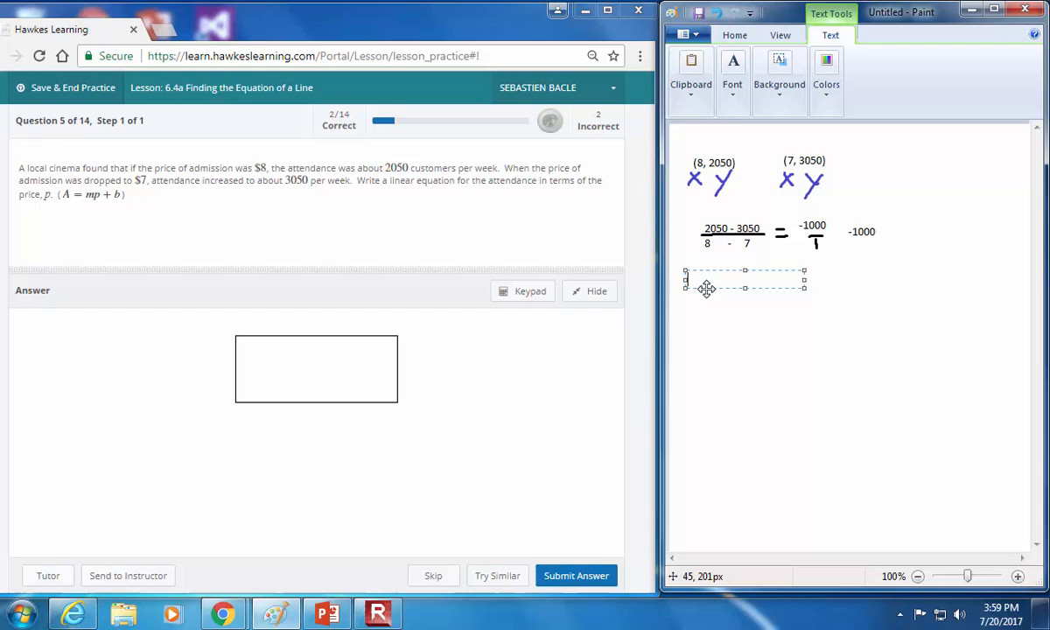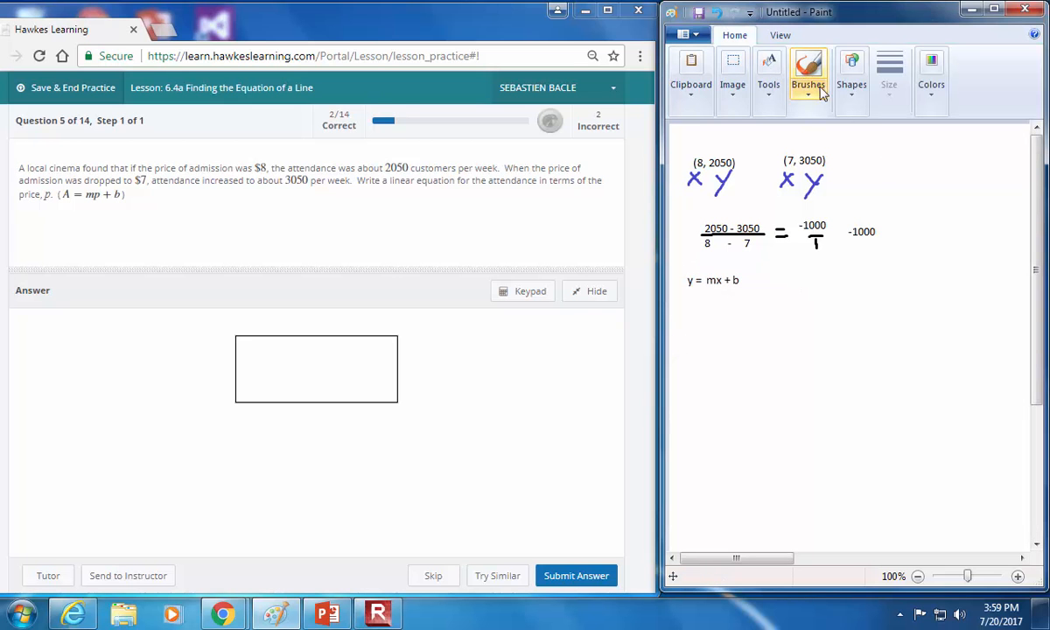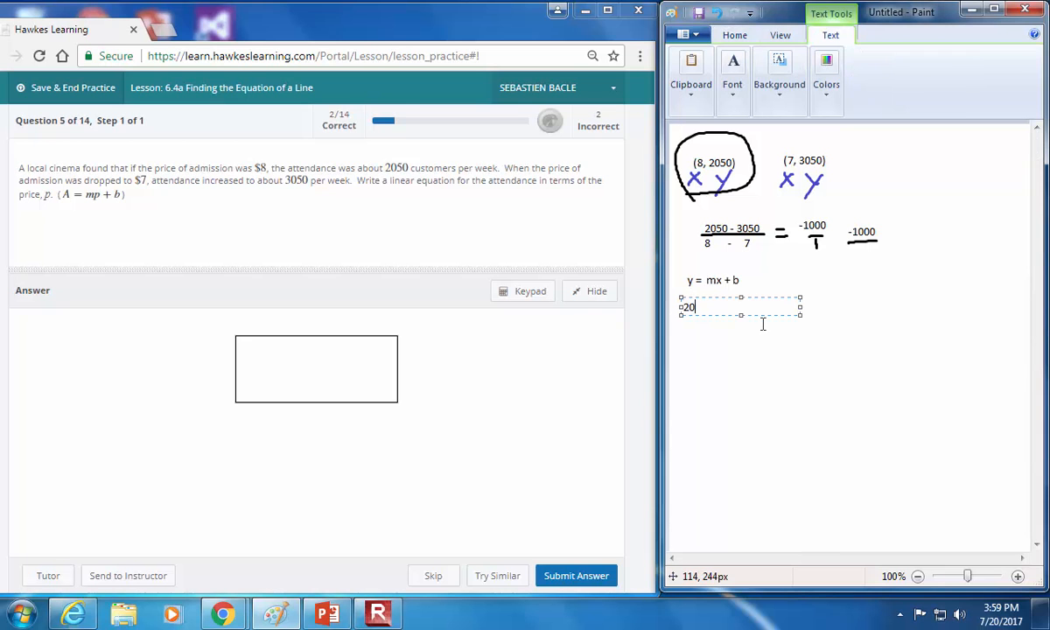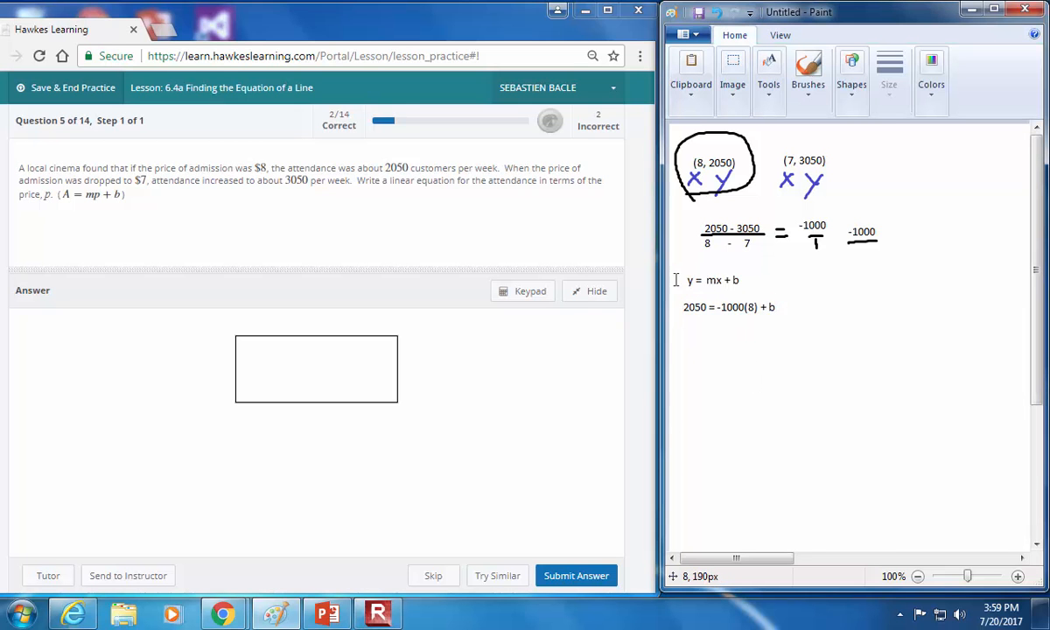Second step, once I've found the slope, I'm going to put this into the y equals mx plus b formula, and I've got to pick one of these 2 points. It doesn't matter for my x and y. Go ahead and do the first one. So my y is 2,050 equals, my slope is negative 1,000 times x, which is 8, and then plus b. I'm just replacing those letters with the numbers here, and again my slope is always my m.